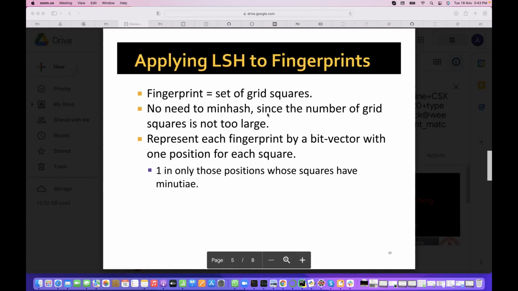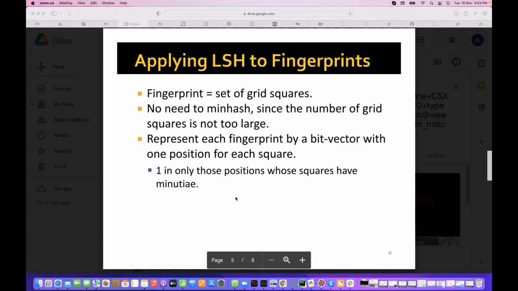So applying LSH to fingerprints, a fingerprint is a set of grid squares. No need for min hash since the number of grid squares is not too large. So they are taking only one or two grids, let's say, where different lines are coming and joining. If you have a small number of grids, you don't need to use min hash. Represent each fingerprint by a bit vector with one position for each square. One only in those positions whose squares have minutiae.